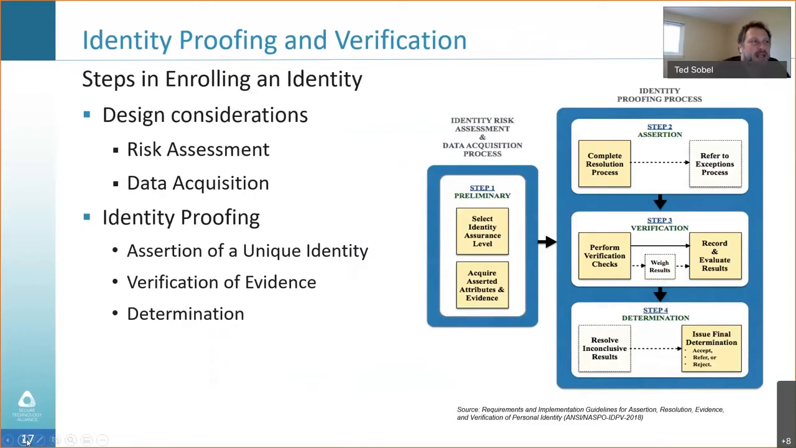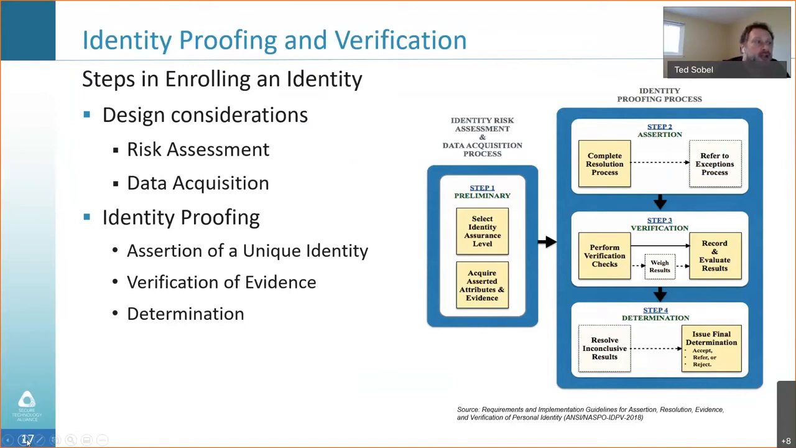The 2018 ANSI NASCO standard on identity proofing lays out a four-step process for enrolling an identity. Relying parties can use this framework in deciding whether a type of ID is suitable for its purposes. Step one, the preliminary or design stage. This includes the risk assessment, which we just discussed, which then informs what information is collected and what procedures are used to look for error or fraud.